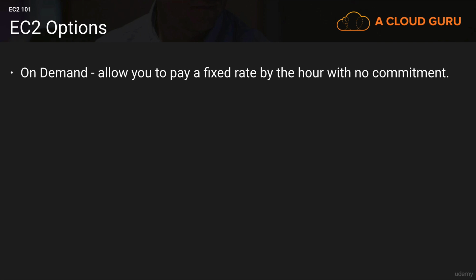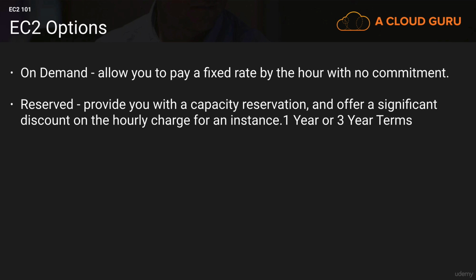So we've just been talking about on demand, and this is basically where you pay a fixed rate by the hour with no commitment. So this is what I'm talking about when I'm talking about startups. They could provision servers, pay for them by the hour, and then when they were finished with them, they could just terminate them and they wouldn't be locked into any sort of long-term contracts.